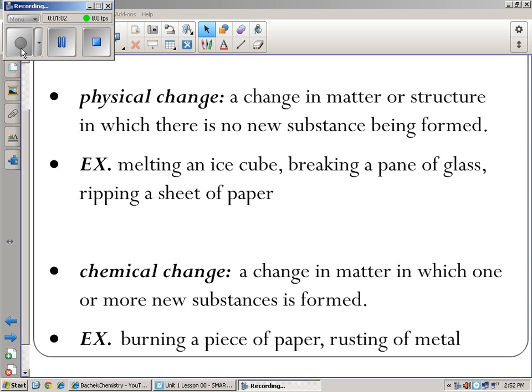A chemical change does produce something new. So when you mix two things together, you're going to get a reaction, for example, and a new substance will be formed. So if you took calcium and you mix it with some oxygen in the air, you'll get some calcium oxide, for example. If you burn a piece of paper, or if you look at the rusting of metal, that is a process that is forming something new, so that is a chemical change.